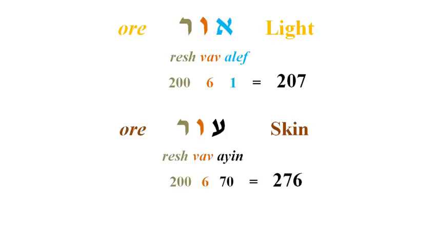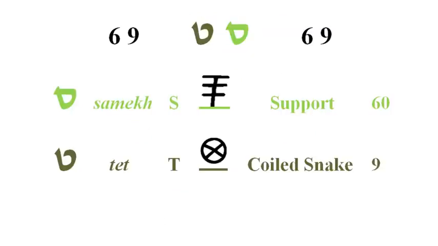And if you take the difference, they were clothed in light, and now they're clothed in skin. The difference is 69, okay? And how do you get 69 in Gematria? It's a samek and a tet.